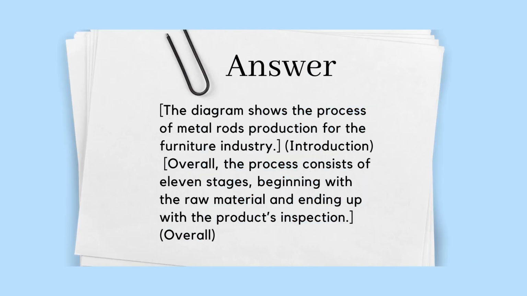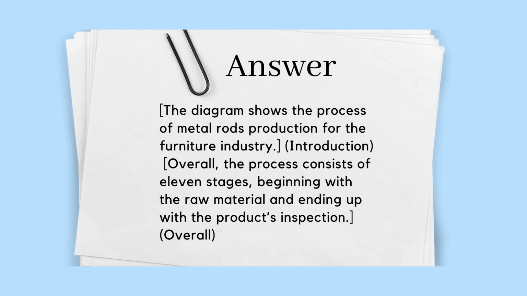Firstly, the introduction. The diagram shows the process of metal rods production for the furniture industry. It is a man-made process. You can see that firstly we have paraphrased the question and written that it is a man-made process.